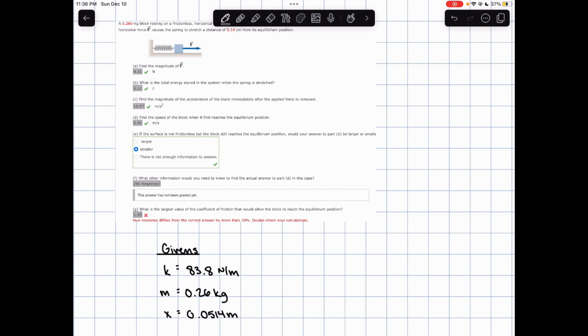Next, let's take a look at part E and F together. If the surface is not frictionless, but the block still reaches the equilibrium position, would your answer to part D be larger or smaller? What other information would you need to know to find the actual part in this case?